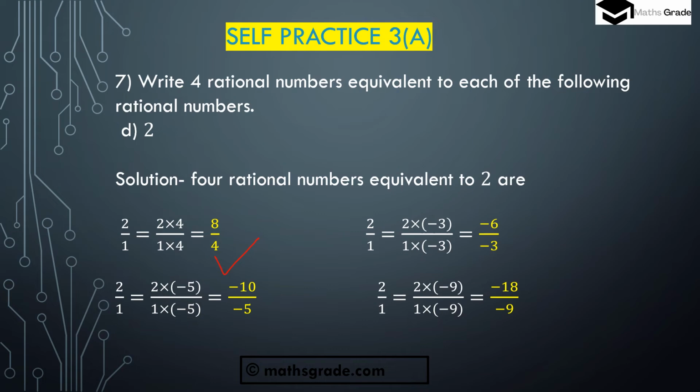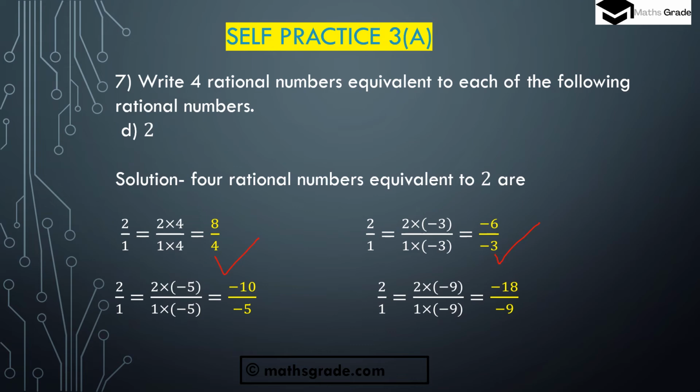If we multiply the number minus 3 with both numerator and denominator of 2 divided by 1, we get 2 multiplied by minus 3 is minus 6, and 1 multiplied by minus 3 is minus 3. So we get minus 6 divided by minus 3, which is equivalent to the rational number 2 divided by 1.